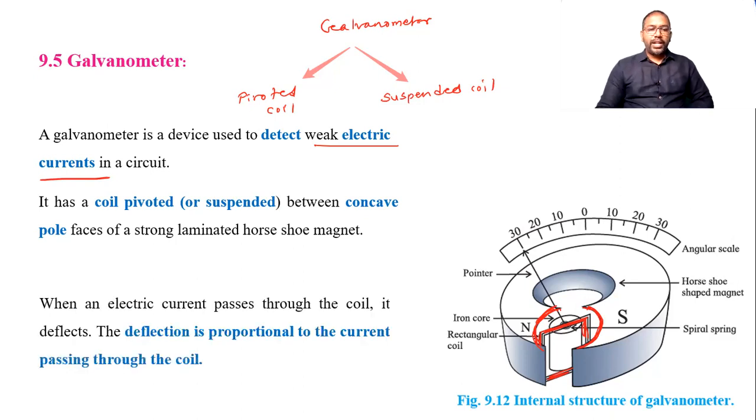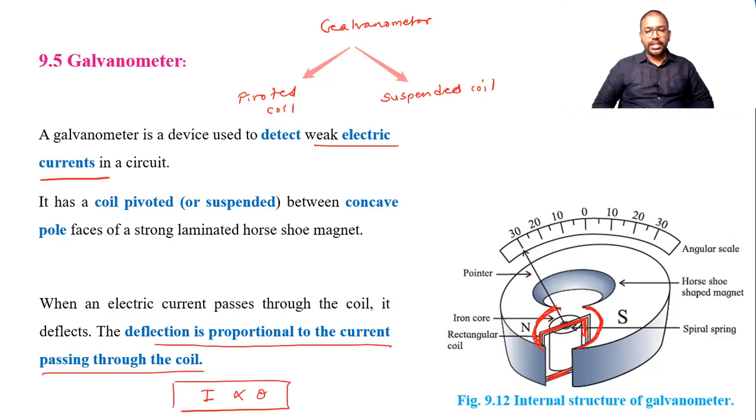So here, when an electric current passes through the coil, it deflects. This is the working principle here. The deflection is proportional to the current passing through the coil. So we can say that if I represent current by I and deflection of the coil by theta, then current I is proportional to theta. This is the working principle of the galvanometer.